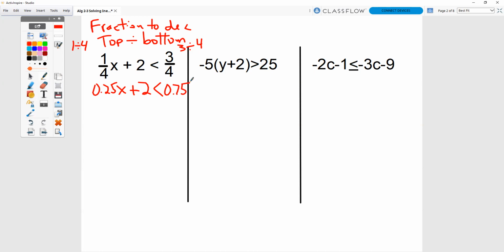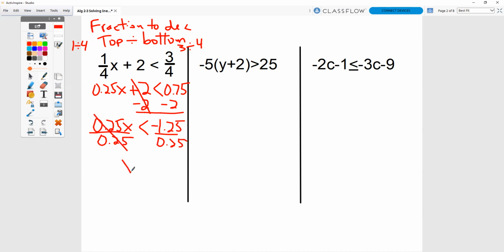Now it's just a 2-step equation. So always get rid of your plus whatever or minus whatever first. So we're going to get rid of that plus 2 by doing minus 2 and minus 2. So we have 0.25x is less than negative 1.25. Divide by 0.25, divide by 0.25. Do we flip the sign here? No, we don't. We only flip the sign when that bottom number is negative. The bottom number here is positive, so we don't flip the sign.